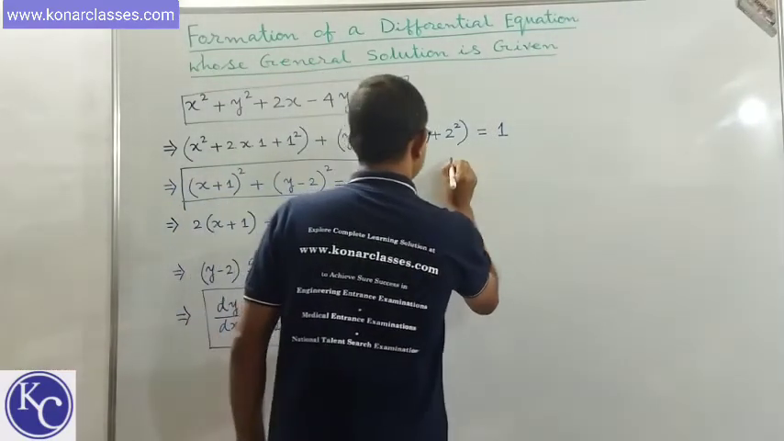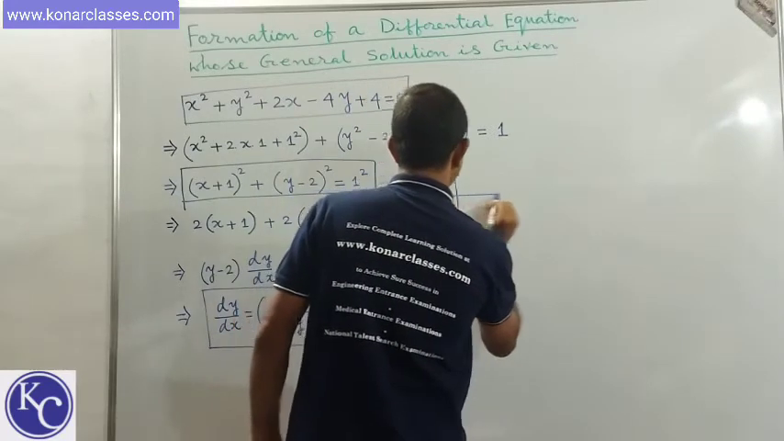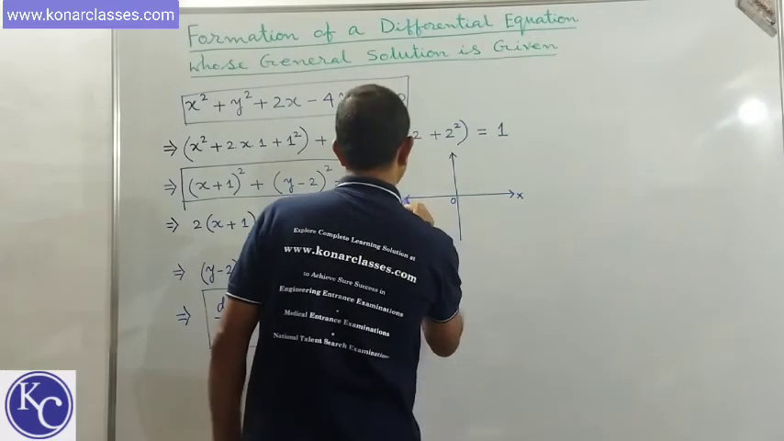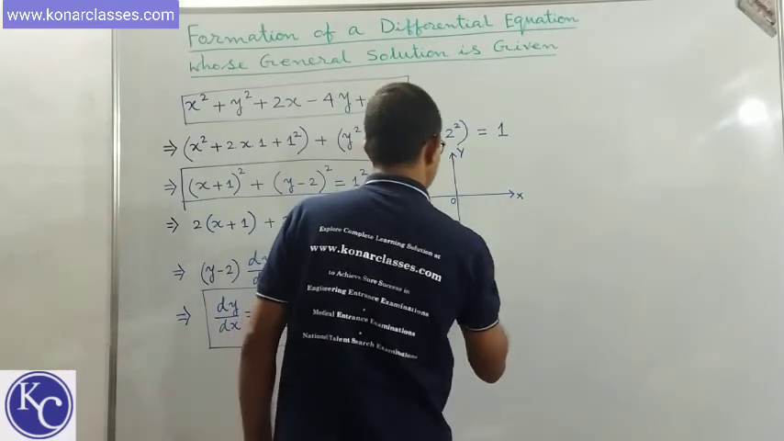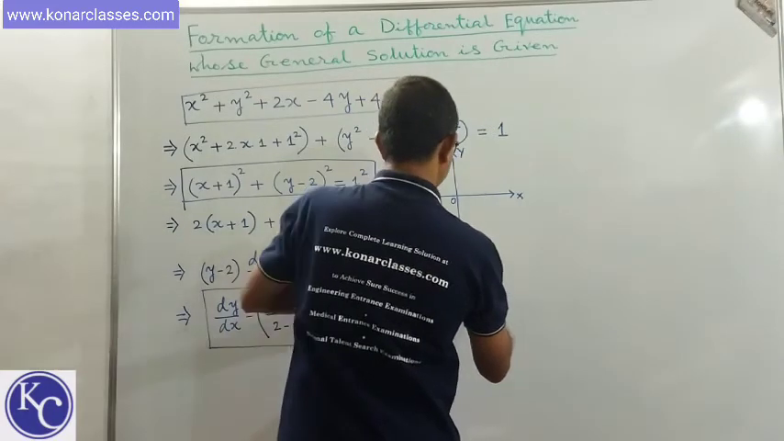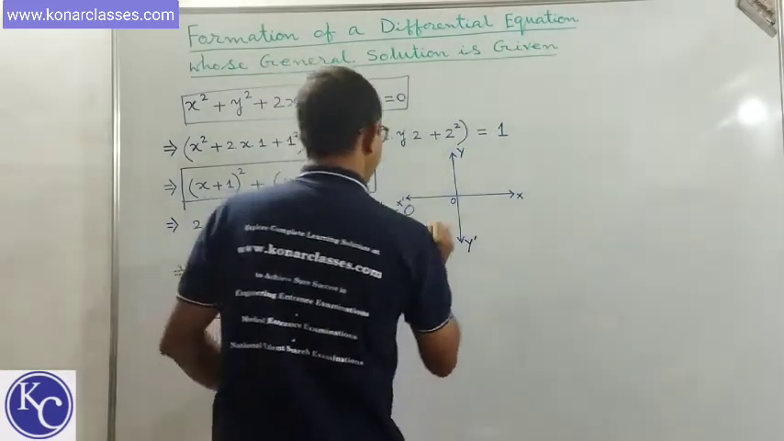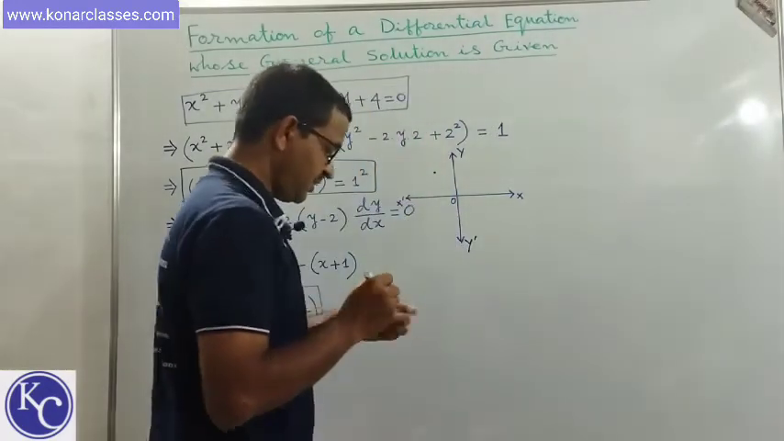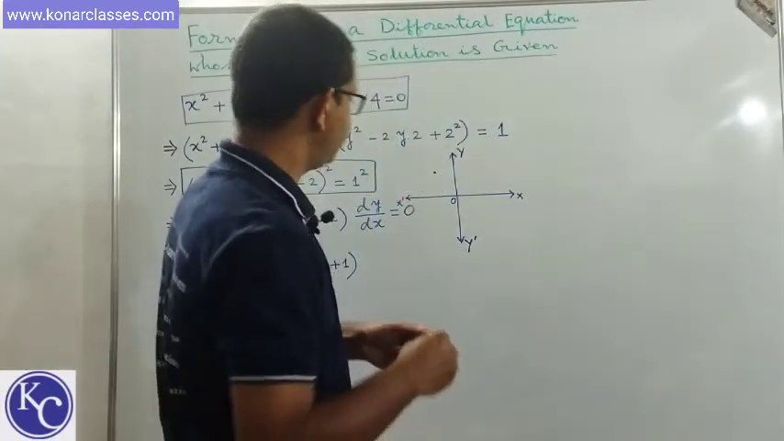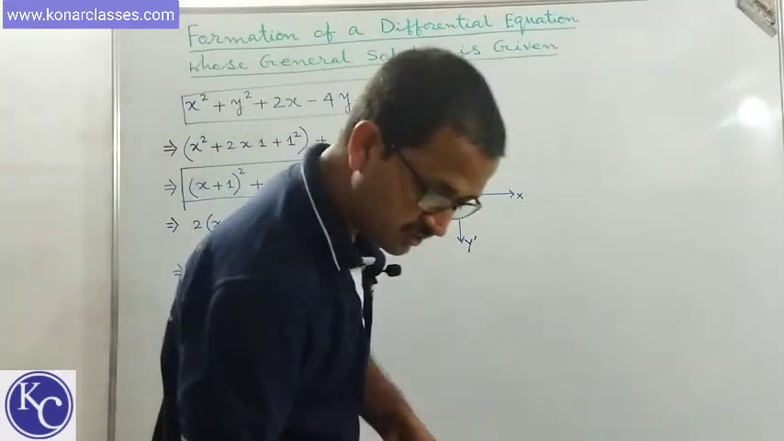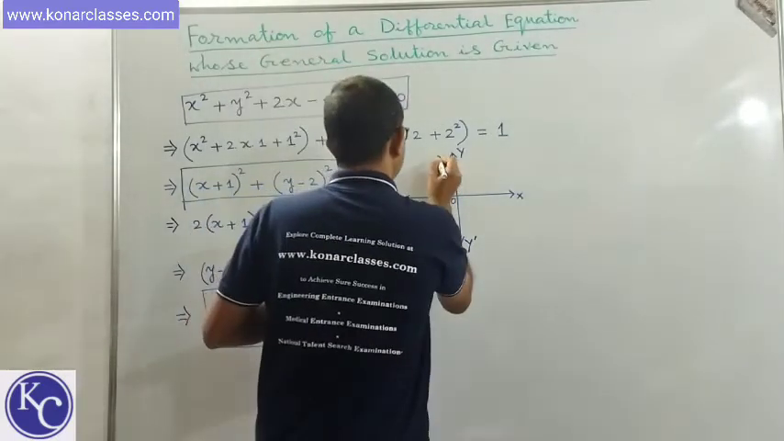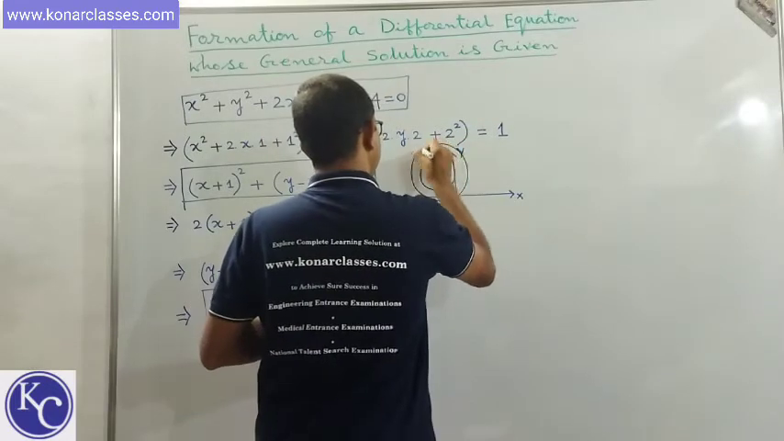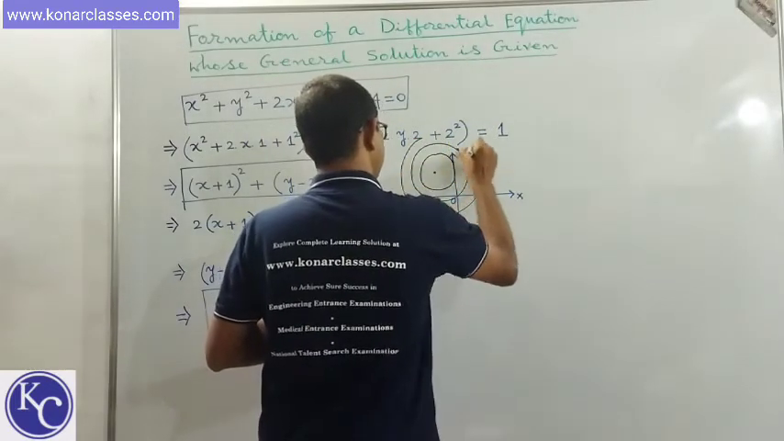Let us give a drawing here. This is the origin, this is the positive direction of the x-axis, this is the negative direction of the x-axis, this is the positive direction of the y-axis and this is the negative direction of the y-axis. So minus 1 comma 2 will be a point somewhere like this. This is the center. The family of circles will be something like this. One circle will be like this, one circle will be like this. In that way we get the family of circles.